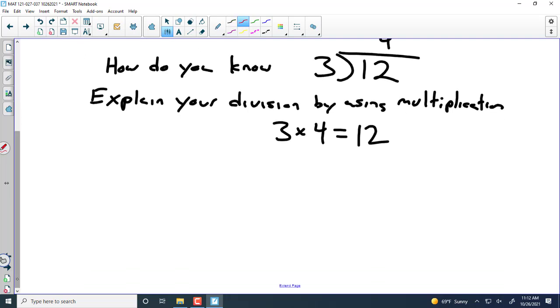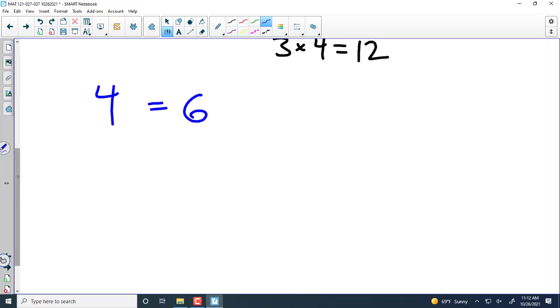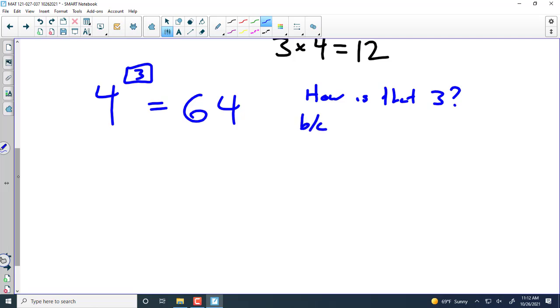So, if someone asked you to explain your answer to this question, how do you know it's a 3 there? You would just repeat back to them what it says. If someone said, how did you know to put a 3 there? You would say, because 4 to the 3rd is 64. You would explain it with an exponential. How is that 3? Because 4 to the 3rd power is 64.